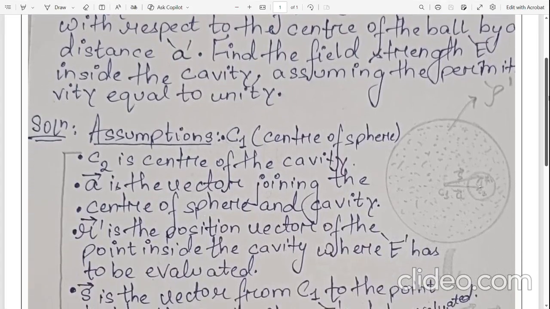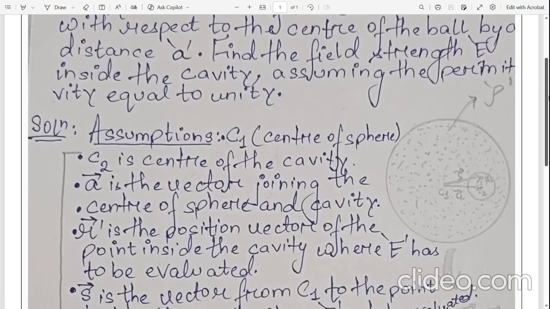Now you all can see the diagram I've made here. This is a sphere of uniform volume charge density. For solving these questions, I have taken certain assumptions. We all know that we have to find the answer in terms of the given parameters, and the only given parameters in this problem are a and rho. So we have to find our answer in terms of these two only, right?